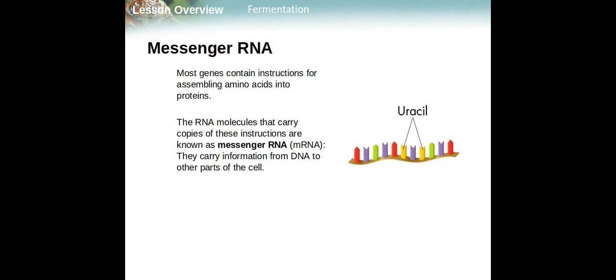So the messenger RNA is the molecule that carries copies of the instructions. They carry the information from the DNA to other parts of the cell. So they act as a messenger. So they're the ones who take the DNA, or the code from the DNA, I should say, from the nucleus out to the protein synthesis area, which is the ribosome.